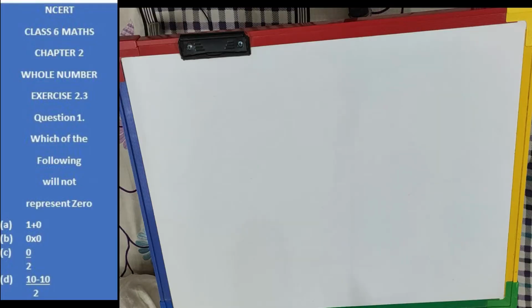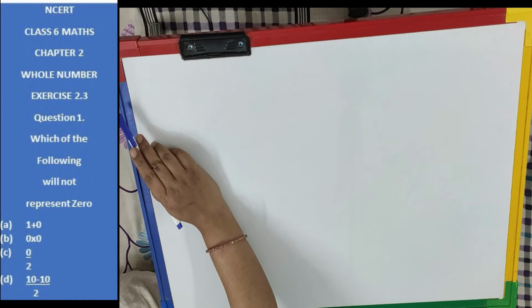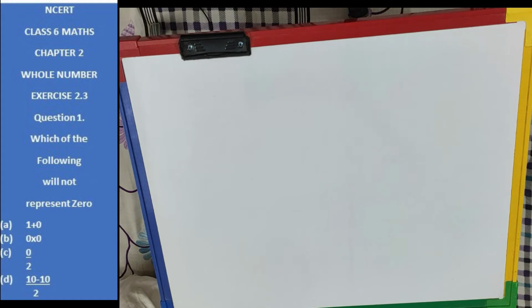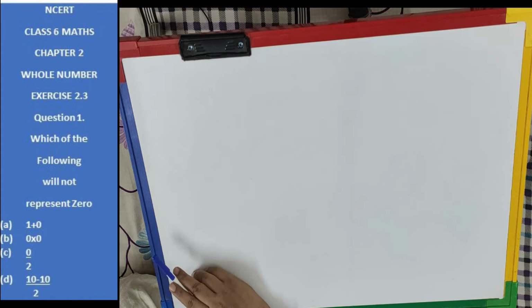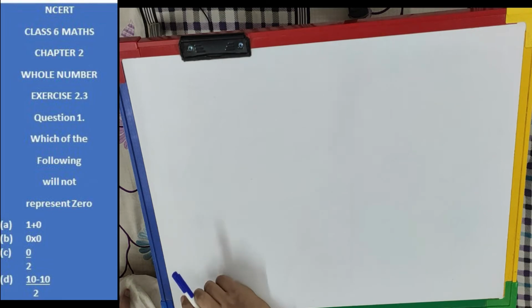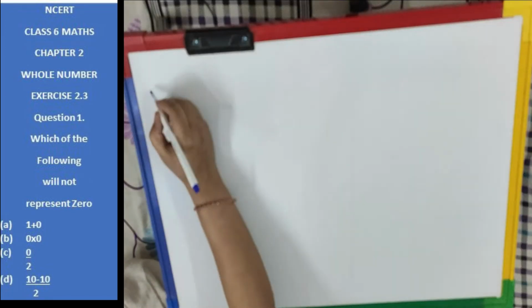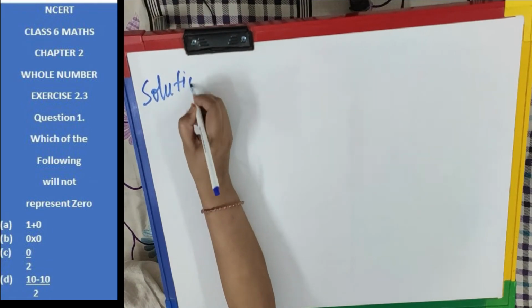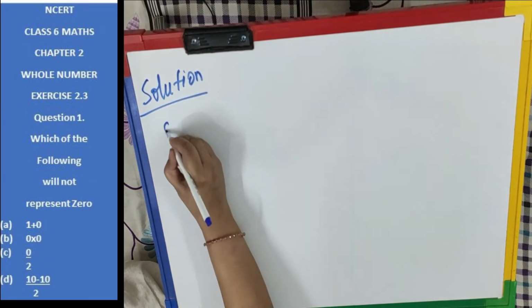In today's class we will do question number 1 of exercise 2.3 from the second chapter, Whole Numbers, of the 6th class maths NCERT book. Now let us read the question. The question is, which of the following will not represent 0? There are 4 options given, A, B, C and D. Out of these 4 options we have to find which will not represent 0, which of the 4 will not be equal to 0. The solution of this question: let us take the first option.